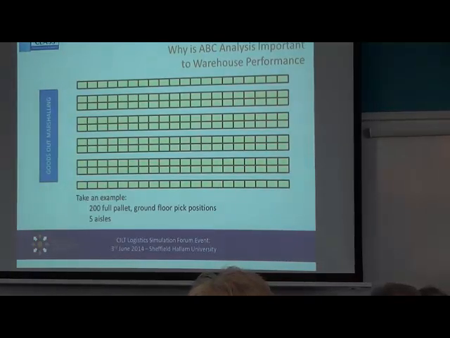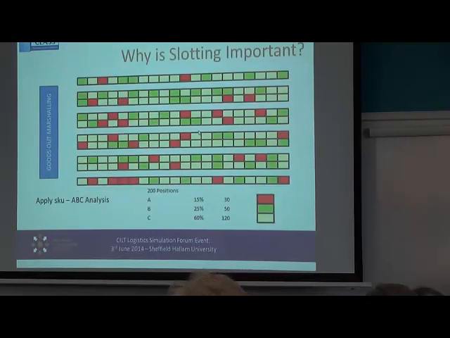So why is it important to warehouse? Well, here's a very simple set of racking. Lots of aisles of racking going down through. That's where you're trying to gather it together. What we're going to do is just apply that Pareto analysis in here. So I've got 200 positions in my racking here, done specifically to make the maths as easy as I possibly could for myself. And so what I've done now is to apply that ABC analysis.